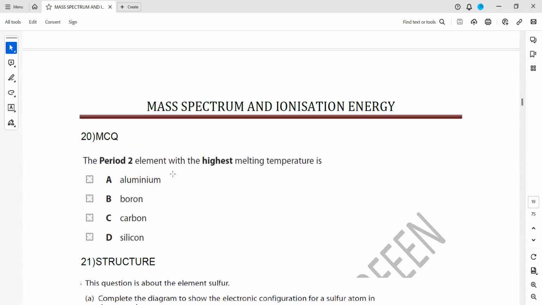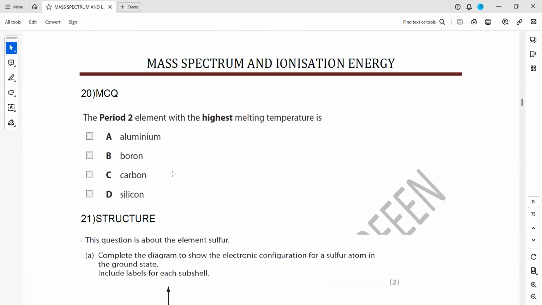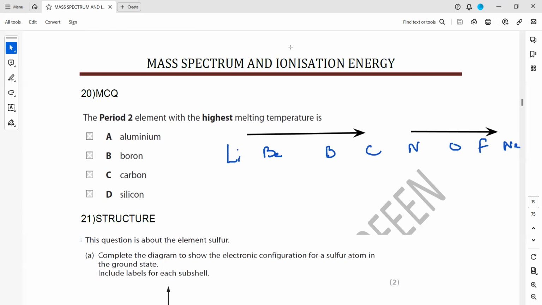Question 20. The period 2 elements, with the highest melting point. So when we move across the period, what will happen? Like period 2, we have lithium, beryllium, boron, carbon, nitrogen, oxygen, fluorine, and neon. So for the first 4 groups, as we move across the period, the melting point increases. And then the melting point decreases.